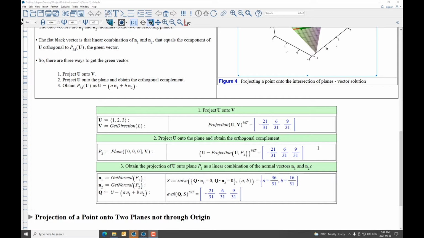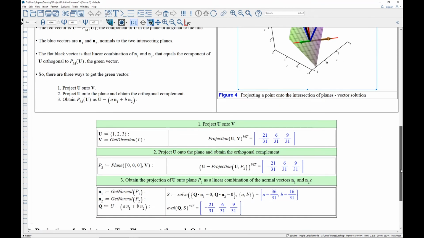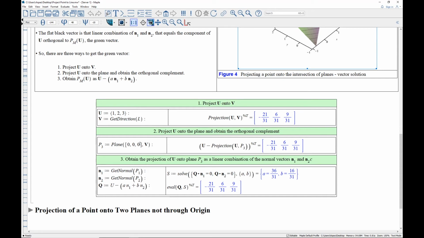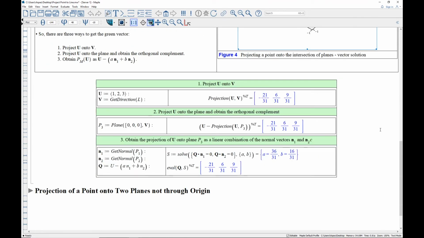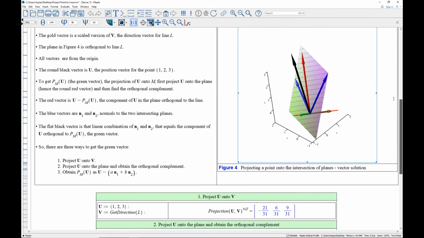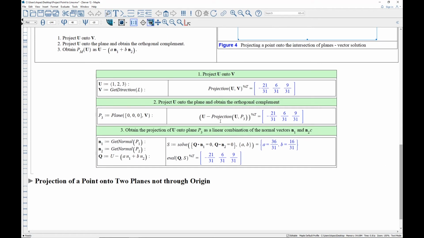The second method projects U onto this plane and then gets the orthogonal component. So we need the plane. Well, it passes through the origin, and its normal is the direction vector V. The projection of U onto the plane, that's the red vector. And then by subtraction, you get the orthogonal component. And again, I printed it out horizontally and clearly see they are the same.